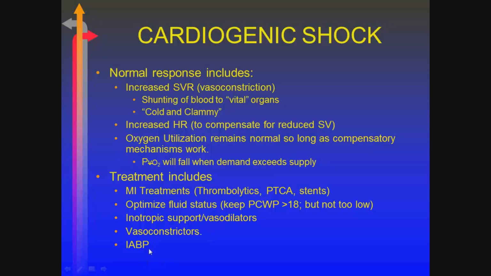And then lastly, the IABP stands for intra-aortic balloon pump counterpulsation. So basically during diastole, you're inflating a balloon in the descending aorta that improves diastolic pressure, with the hope that you're able to increase coronary perfusion pressure and get fresh blood to the myocardium.